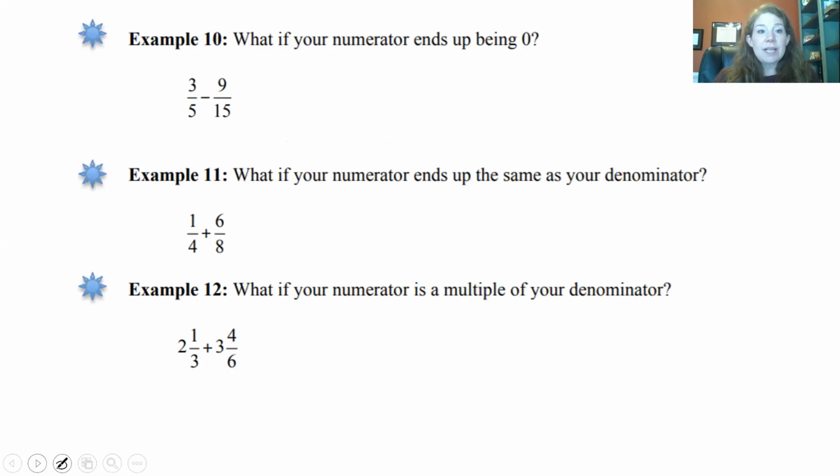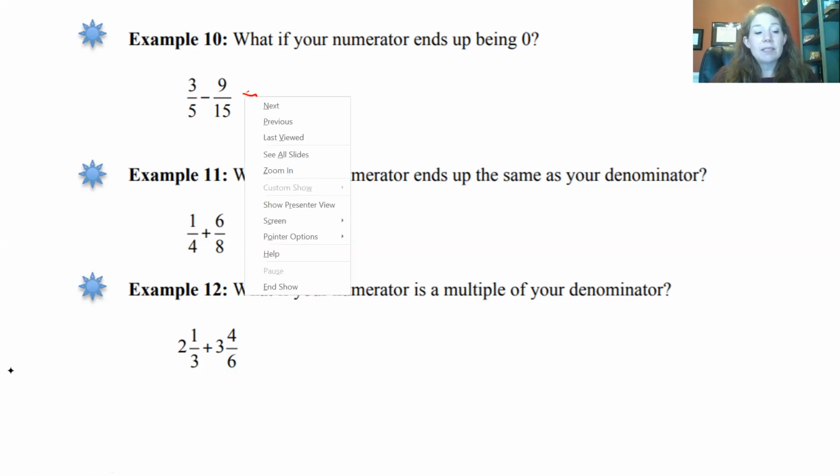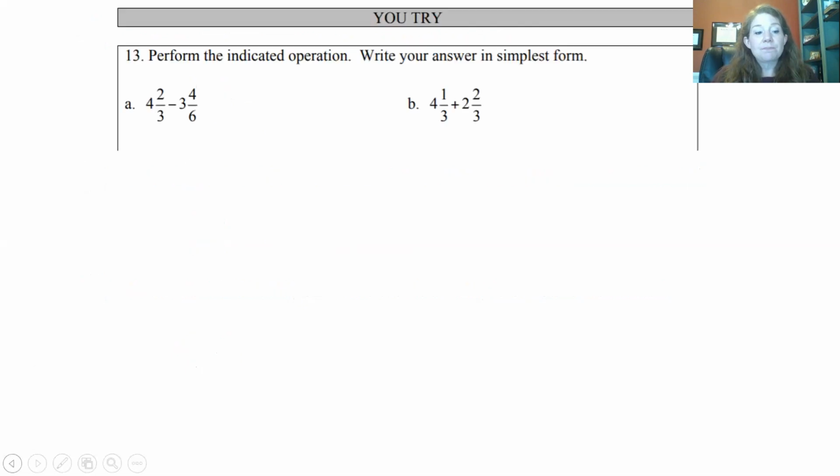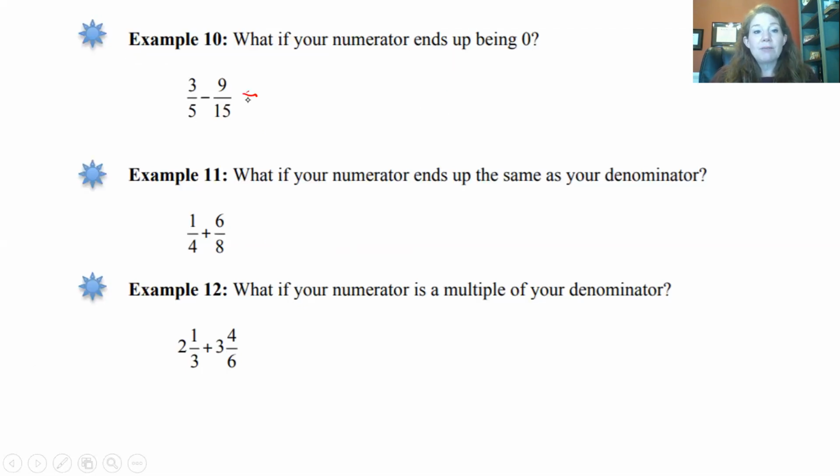All right, so here's 3 types of problems that you'll come across. Example 10 says, what if the numerator ends up being 0? Well, let's work this out and see what happens. So since 5 will go into 15, we're going to use 15 as our denominator.